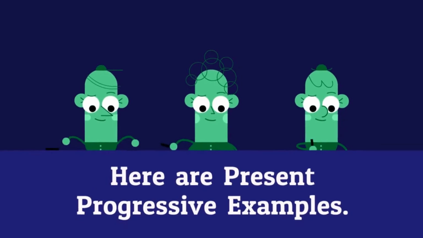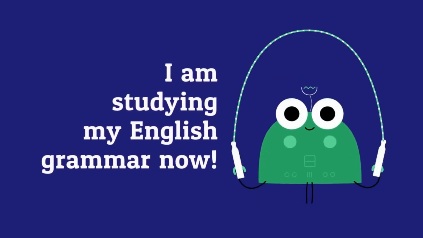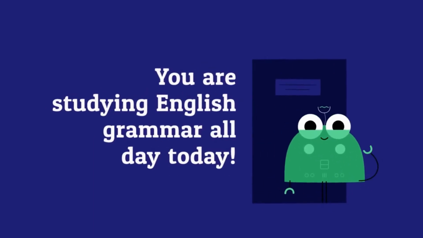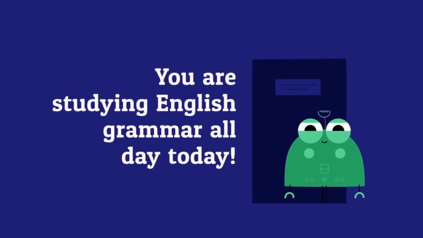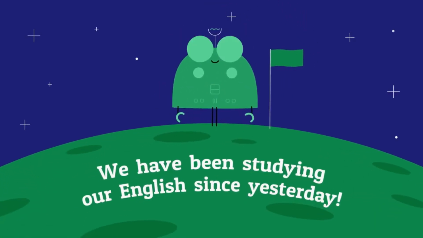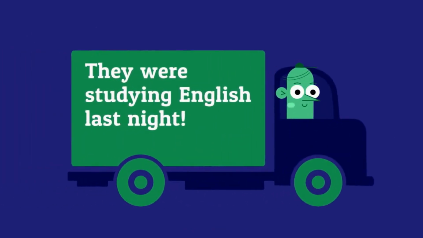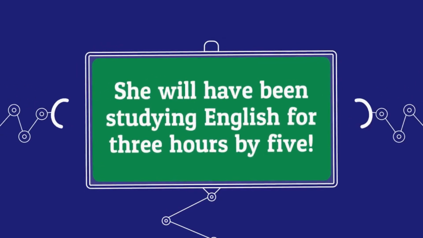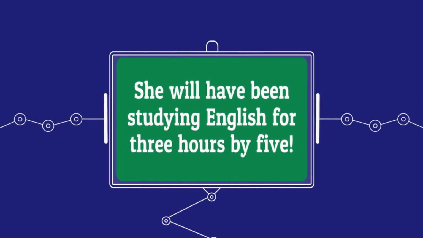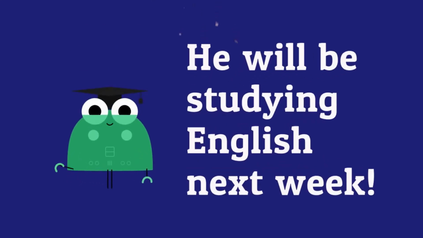Here are present progressive examples. I am studying my English grammar now. You are studying English grammar all day today. We have been studying our English since yesterday. They were studying English last night. She will have been studying English for 3 hours by 5. He will be studying English next week.